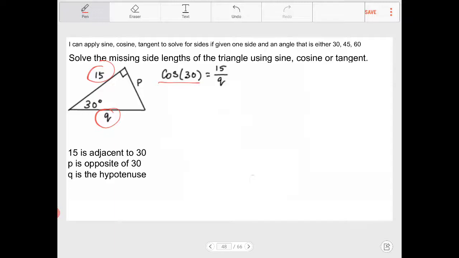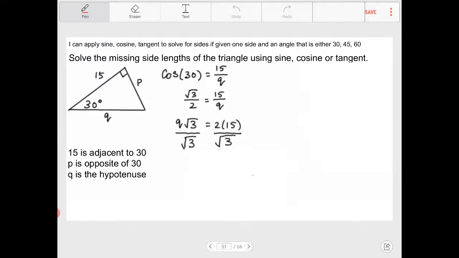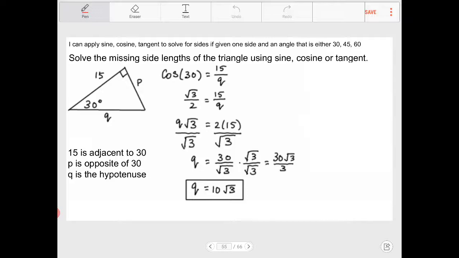So what exactly is cosine of 30? Cosine of 30 is radical 3 over 2. Now I can cross multiply and divide by radical 3, and I end up with 30 over radical 3. But again, I've got to rationalize. So I end up with 30 radical 3 over 3, or 10 radical 3.